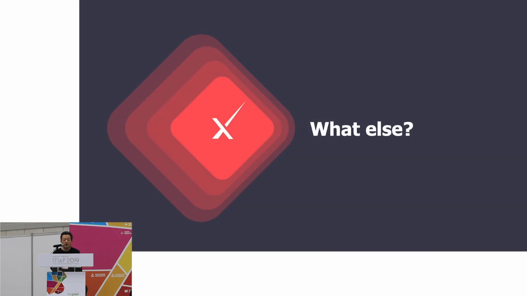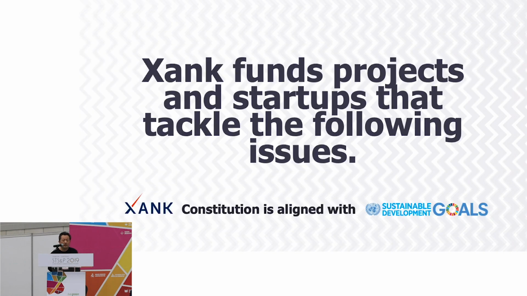So Xank strives to become an everyday cryptocurrency by supporting all of those four areas. But is that enough? How do we use that to support UN SDG projects? The Xank project was started in January 2017, so it's almost 3 years old now. But at the time, I didn't know about the existence of UN SDGs. So we created our own Xank Constitution, which is, I'm happy to say, pretty much aligned with SDG goals.